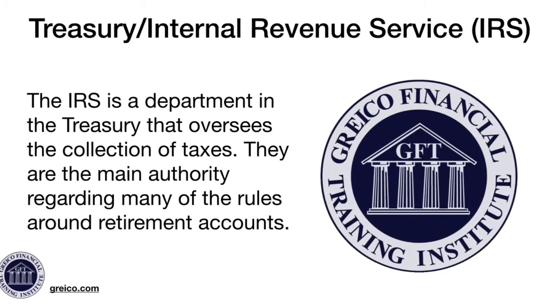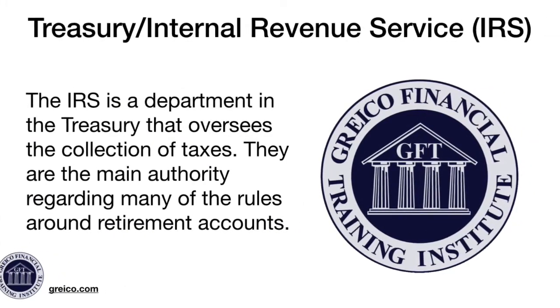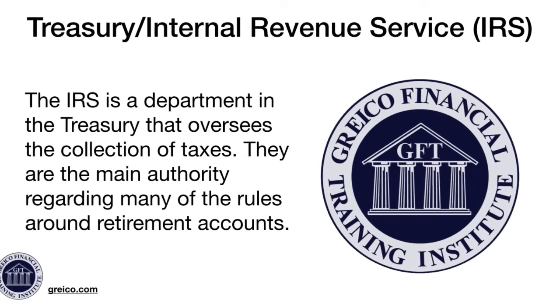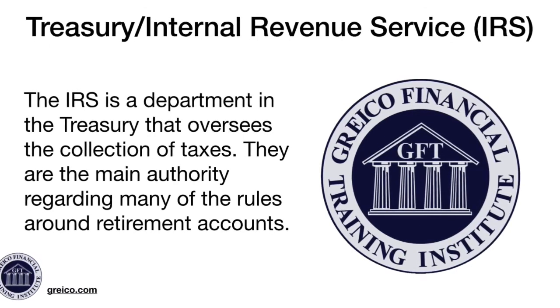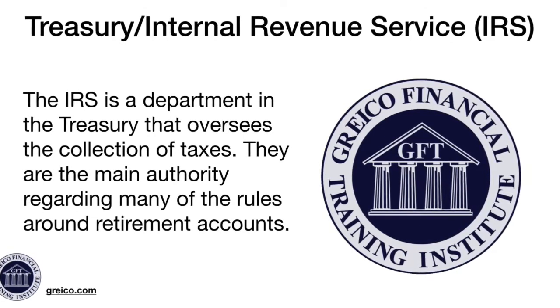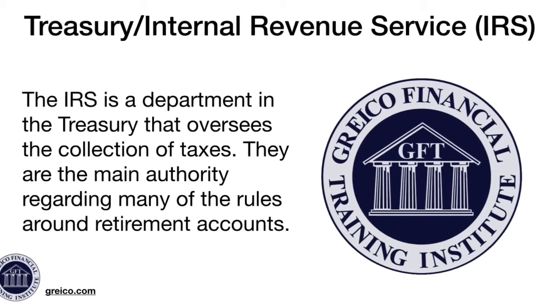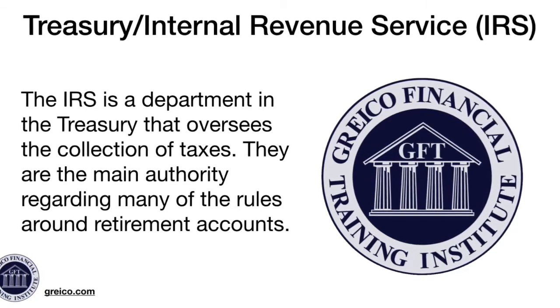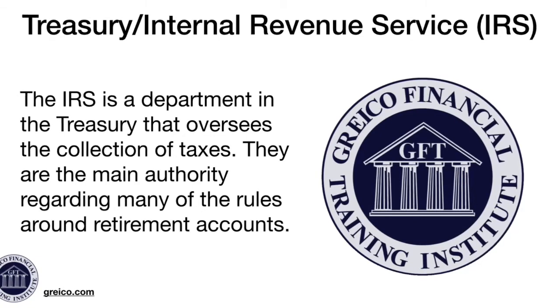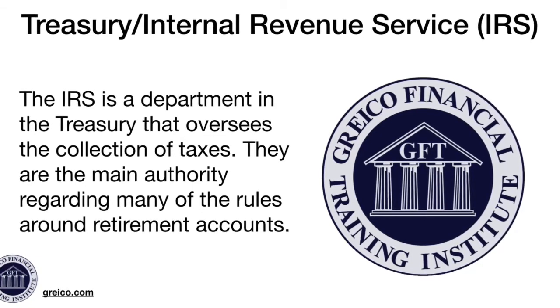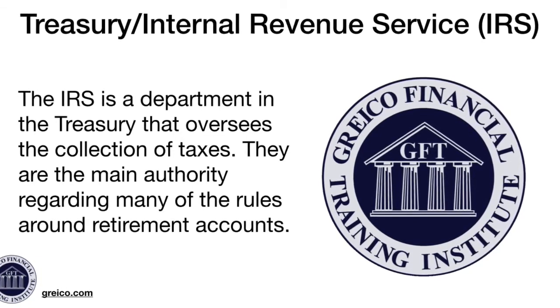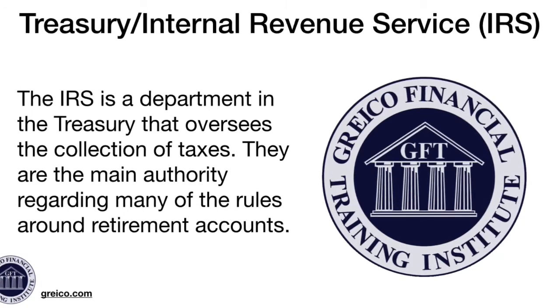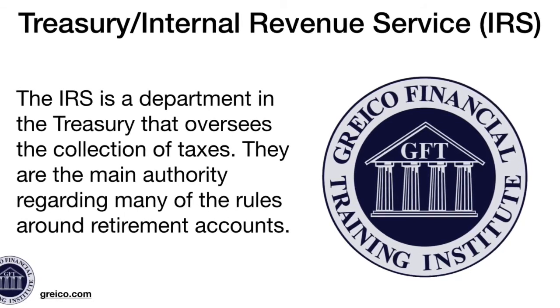The Treasury Department and the Internal Revenue Service, or the IRS. The IRS is a department in the Treasury that oversees the collection of taxes. They are the main authority regarding many of the rules around retirement accounts. So whenever you think of anything to do with taxes, like retirement accounts, which are tax deferred, or all the rules on buying and selling stock and what taxes are applicable, that's all managed by the IRS.